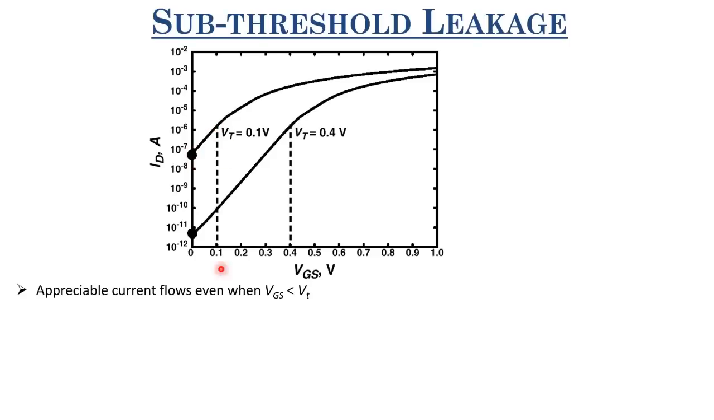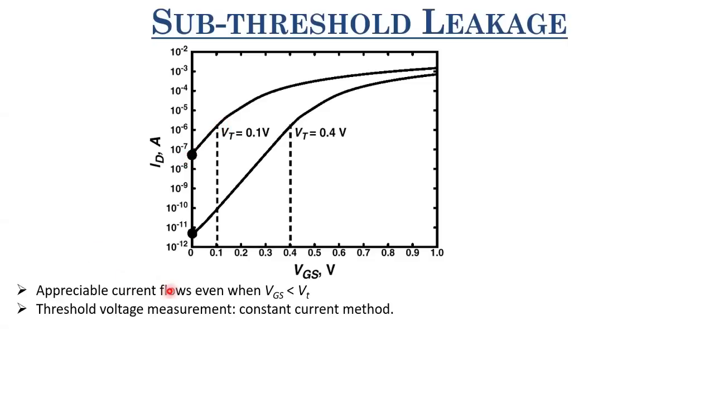And you see that an appreciable amount of current flows even when VGS is less than VT. You see 10 to the minus 7 amps flows at 0 volts, even when VGS is less than VT. And this is huge. This is not negligible. Here it's negligible, close to some picoamps when your VT is large, but when your VT is small, it's not negligible, right? Now here, one more thing I would like to discuss.